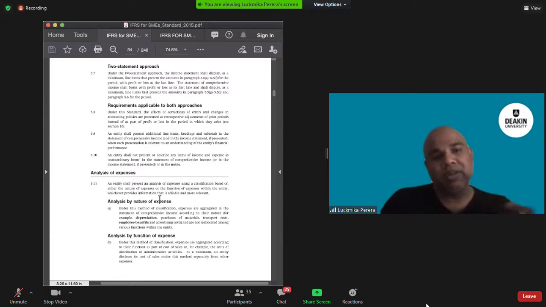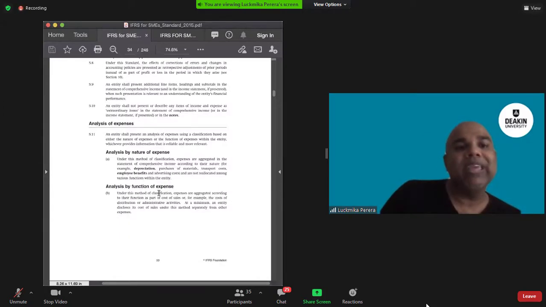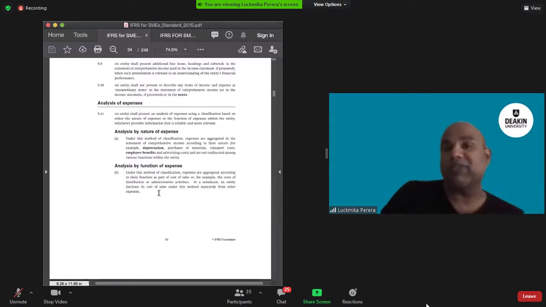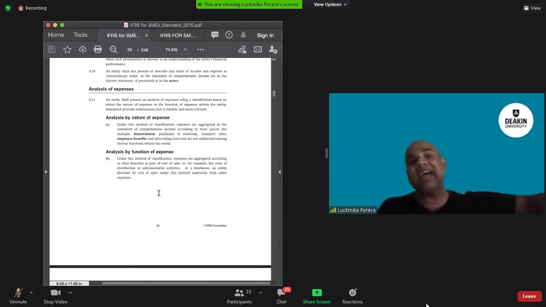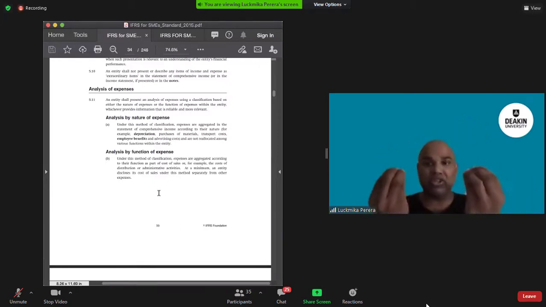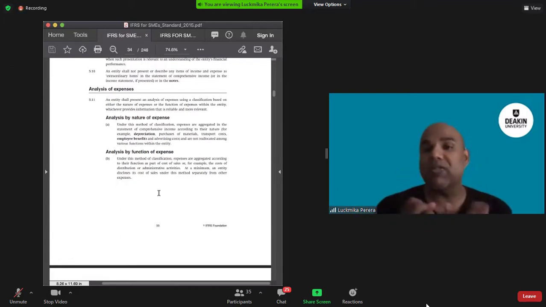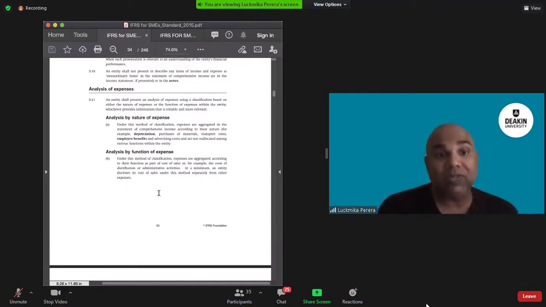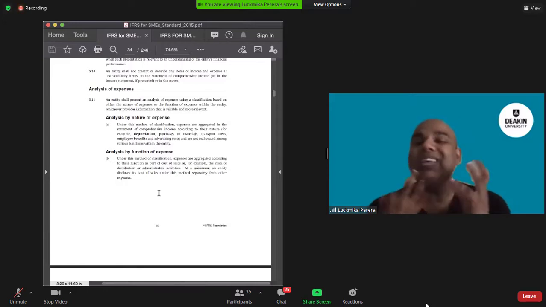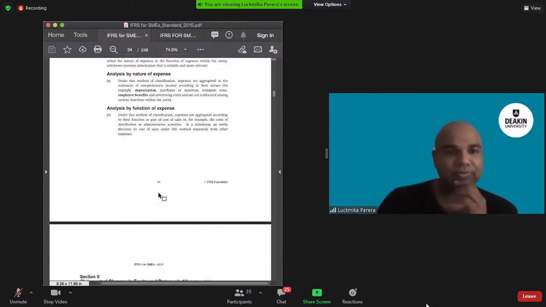Also, when you're analyzing expenses, you need to be able to clearly analyze the nature of the expenses. You also need to talk about the function of the expenses. For example, there are different expense types. There could be depreciation, purchases of materials, transport costs, employee benefits. All these things have to be separately identified in terms of their nature. Also, the function of the expense. How did we incur this? Is it the tax or is it something else? Cost of distribution, administrative costs. All these things also have to be taken into account.